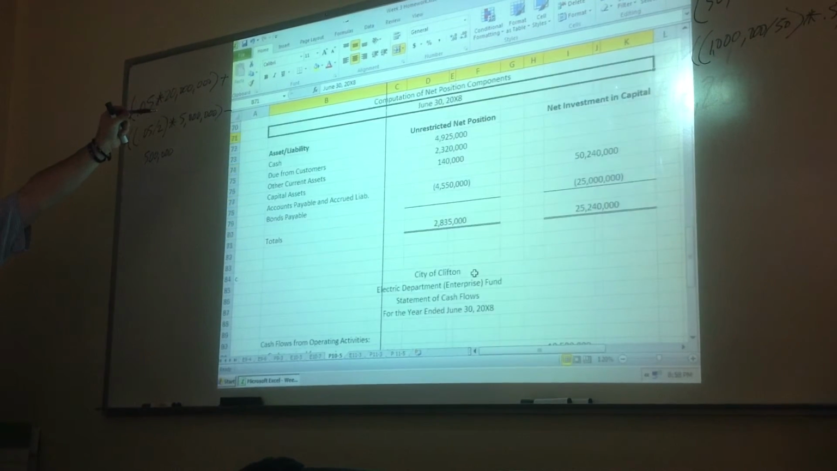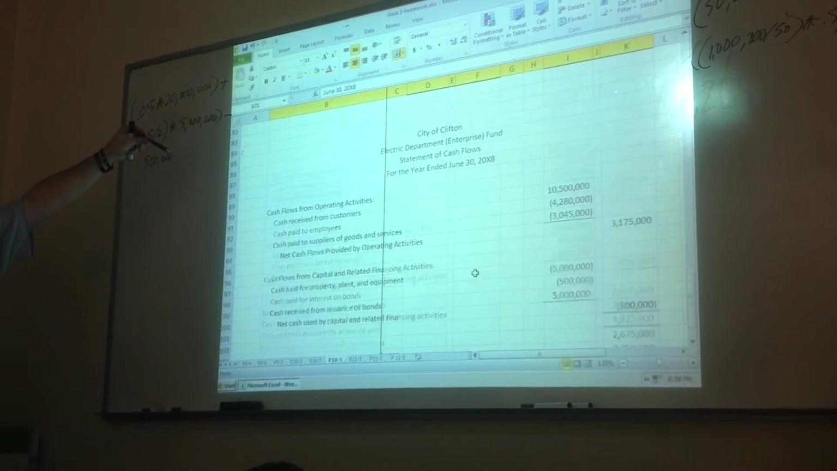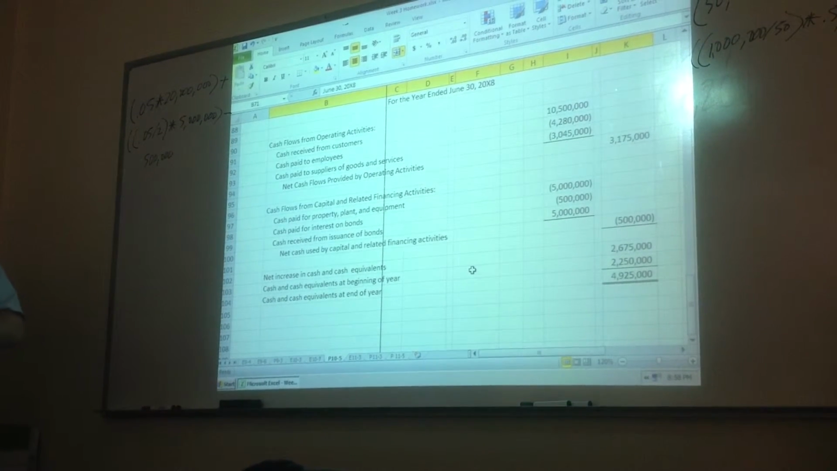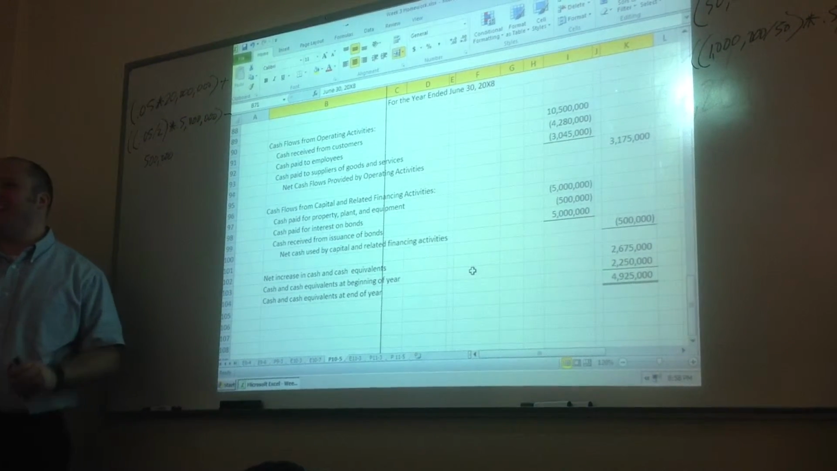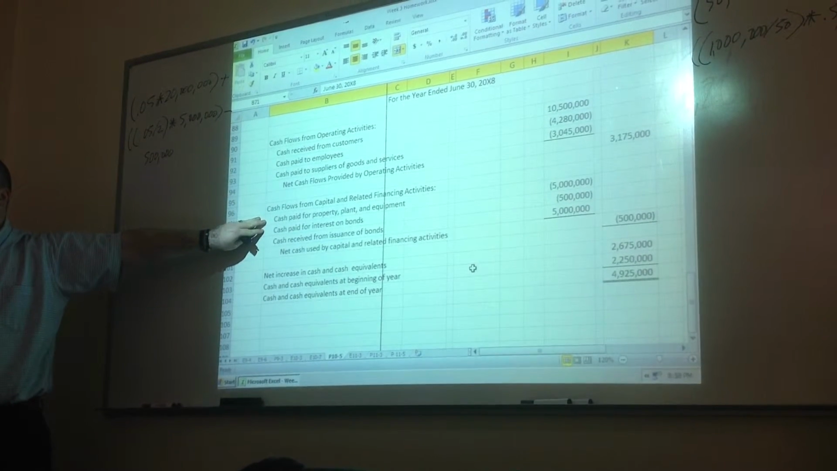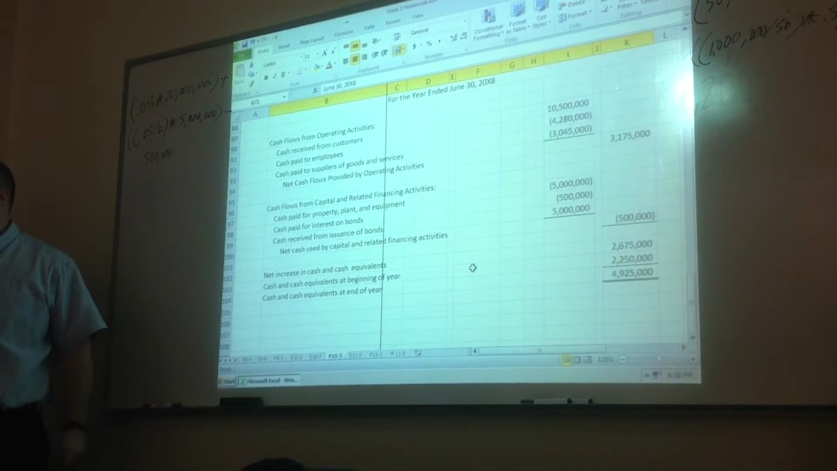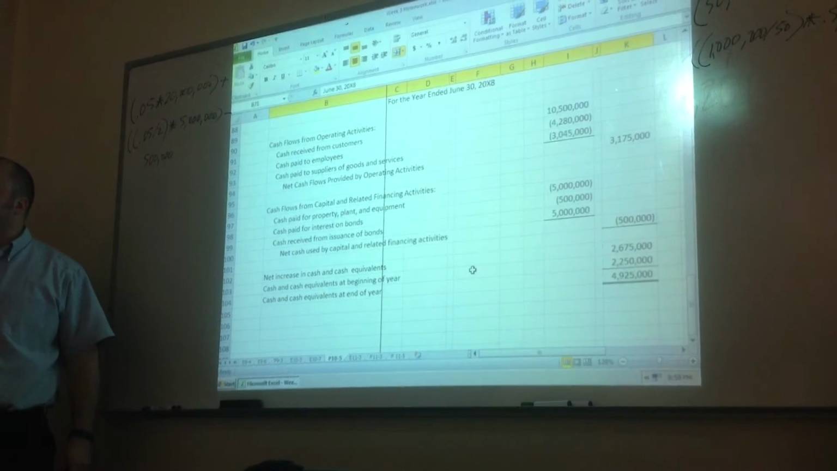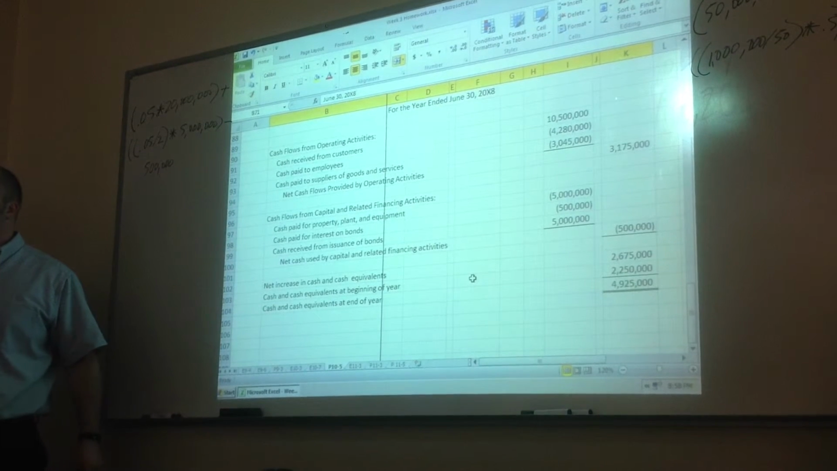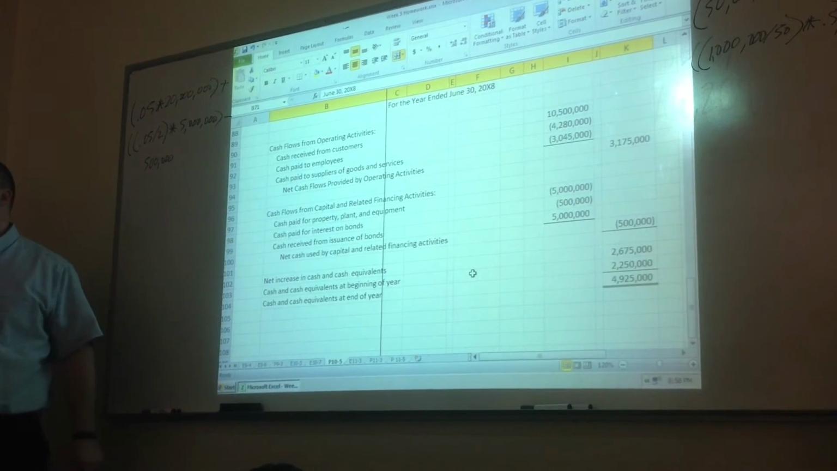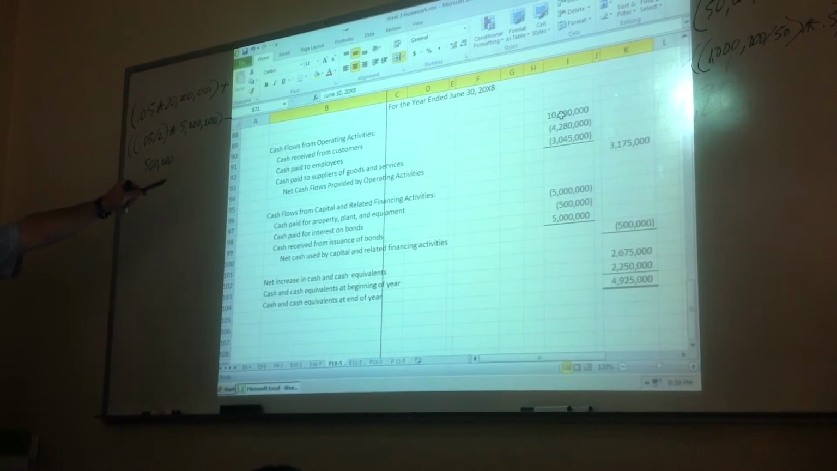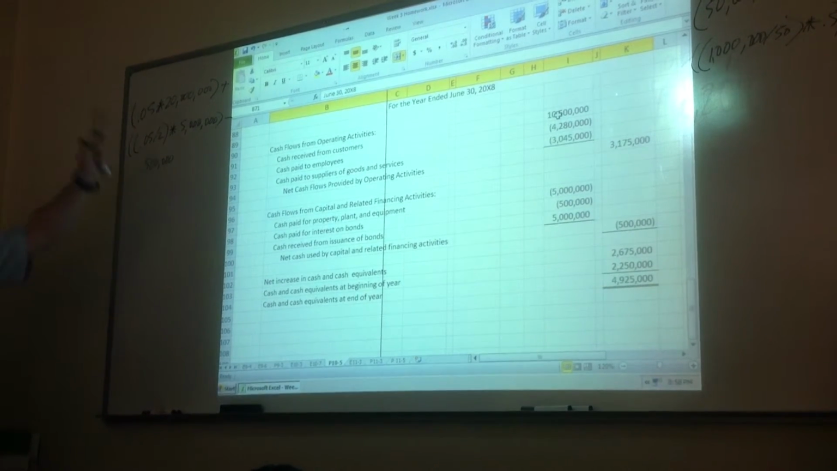And then the last piece is to do a statement of cash flows. This isn't as bad as you think. Statement of cash flows in the proprietary fund is a direct statement of cash flows. Do you remember the difference between direct and indirect? A direct statement of cash flows means only whatever went into your cash account goes on your statement of cash flows. So this is taken directly from what you did up above.